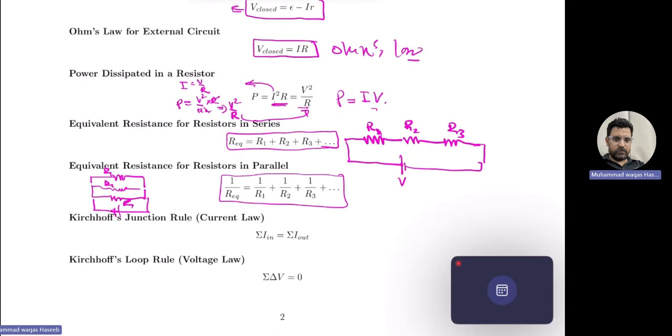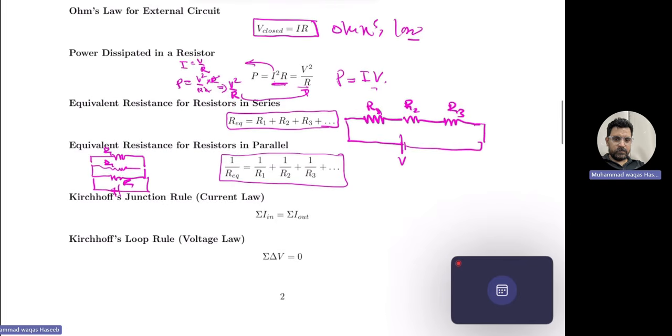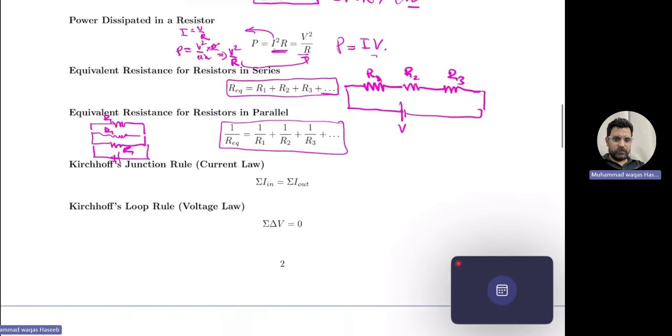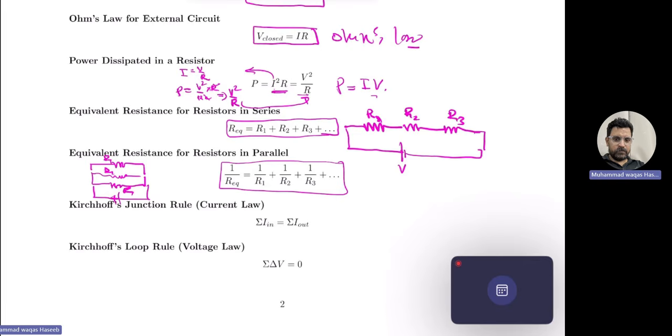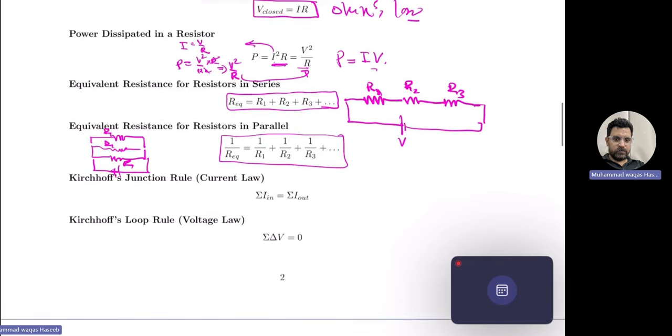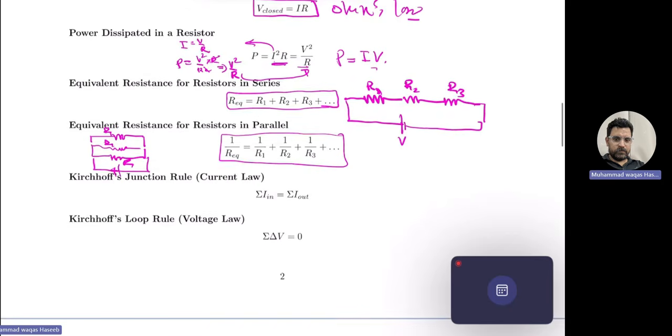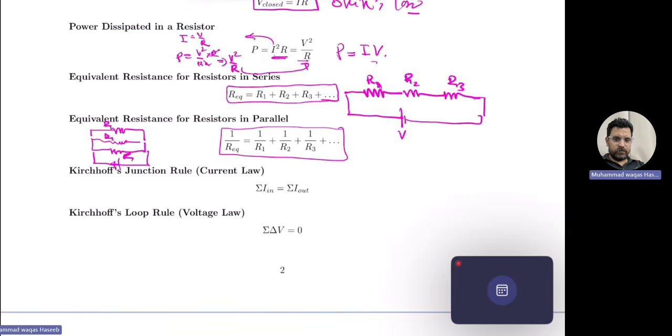Now we have a set of two rules which is very important. That is Kirchhoff's law, related to the concept of current and voltage. The sum of current entering a junction is equal to the sum of current leaving the junction.